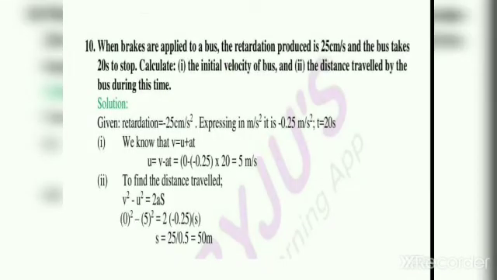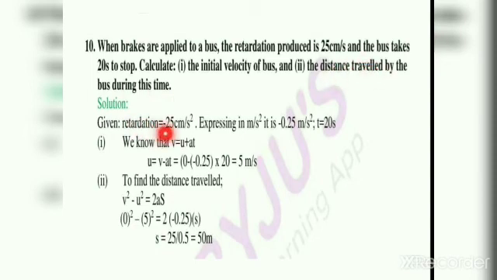Okay, so let's see the next problem. When brakes are applied to a bus, the retardation produced is 25 centimeter per second square and the bus takes 20 seconds to stop. Calculate the initial velocity of the bus and the distance traveled by the bus during this time. So you have to find out the initial velocity and the distance traveled.